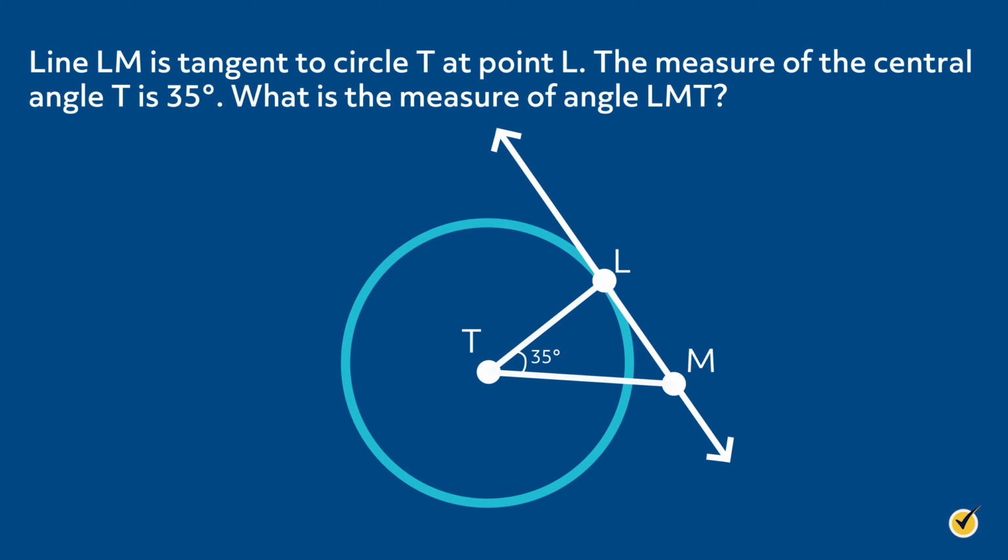Since we know that the sum of the interior angles of any triangle is 180 degrees, and that the radius is always perpendicular to the point of tangency, we know that angle TLM is 90 degrees. We can subtract 90 degrees plus 35 degrees from 180 degrees to find the measure of angle LMT. 180 minus (90 plus 35) equals 55. Therefore, the measure of angle LMT is 55 degrees.